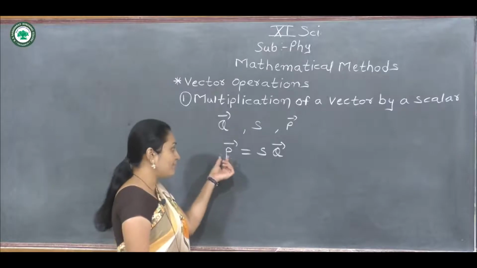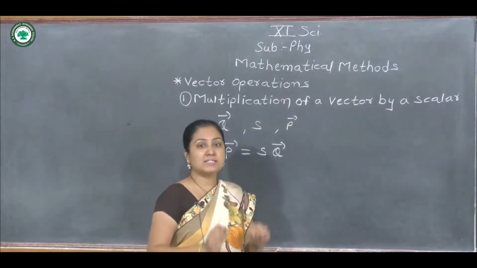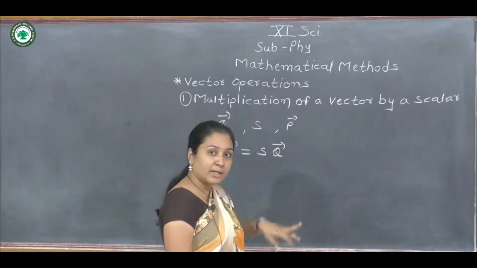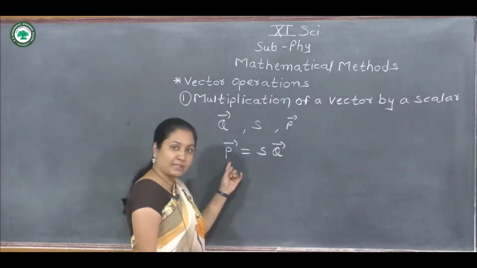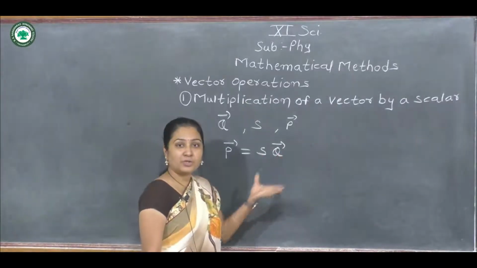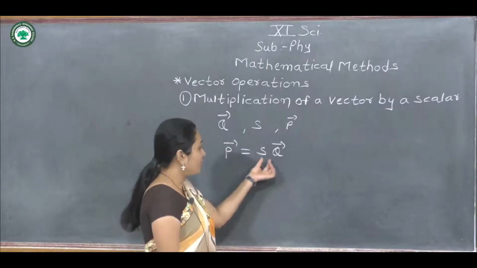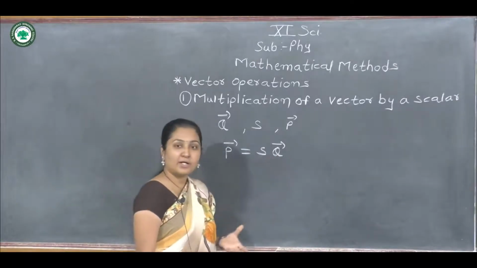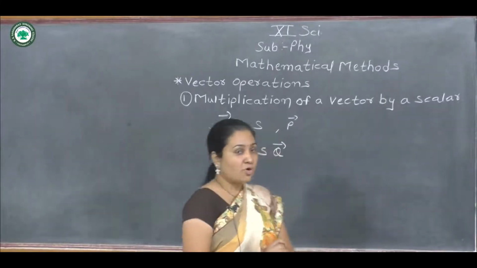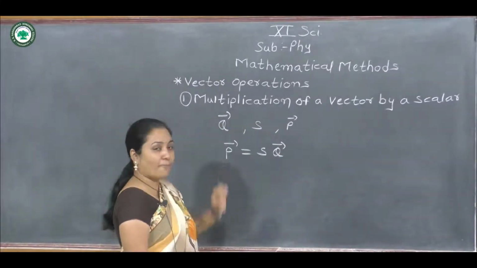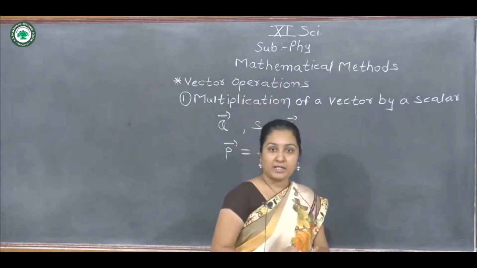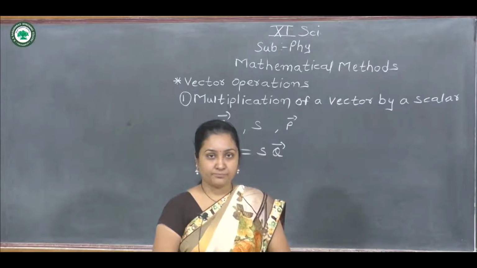This vector p bar has the same direction as the vector q bar, but the magnitude of vector p bar is s times the magnitude of vector q bar. s is any scalar quantity, any number. So this is the first operation of vector, that is multiplication of a vector by a scalar.